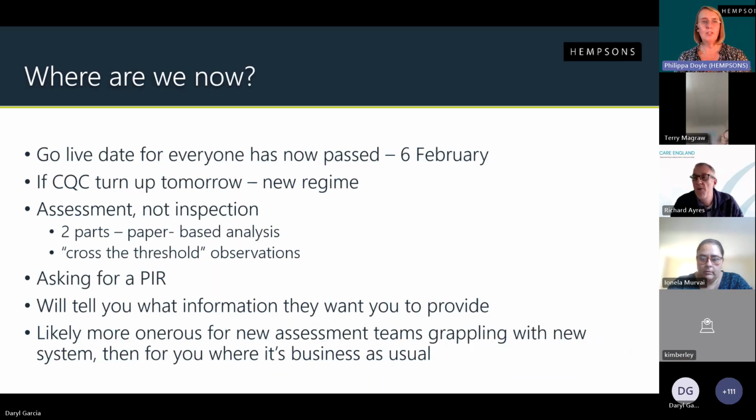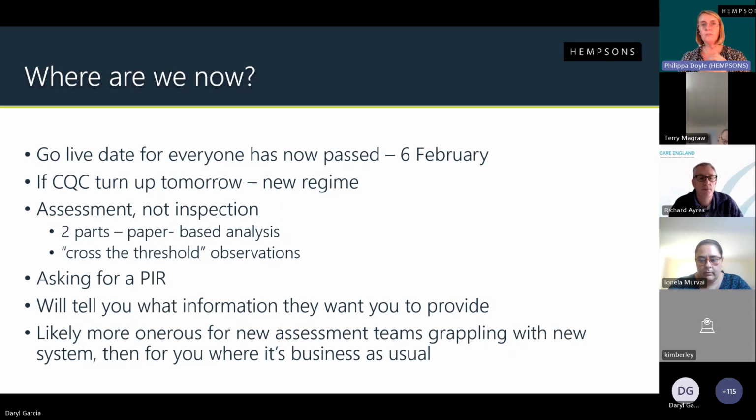I just thought it would be useful to do a little bit of a where are we now. So the go live date for everybody has now long since passed. 6th of February was the date when everything changed for everybody around the country. So if CQC turned up this morning, if indeed they turn up in your service tomorrow, then they will be inspecting and assessing you against the new regime. They're calling it an assessment, not an inspection, and it's got 2 parts to it now as well.